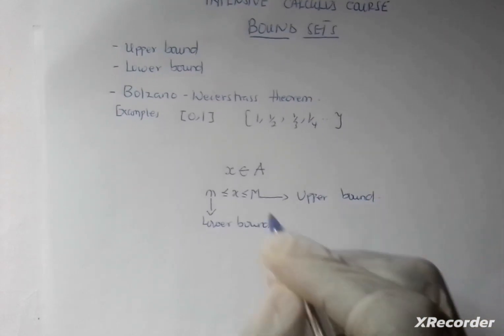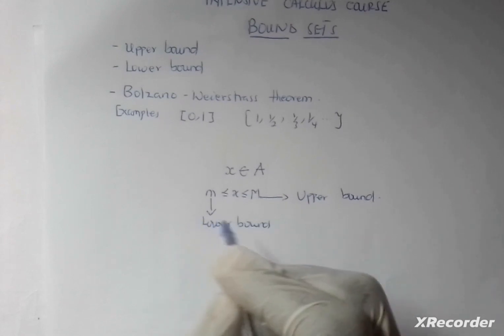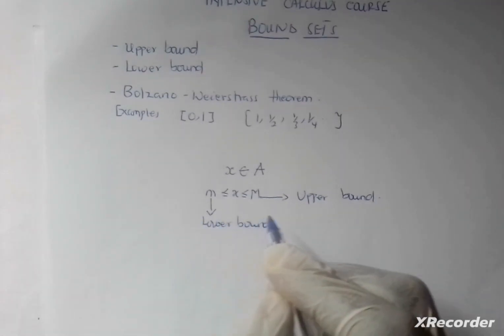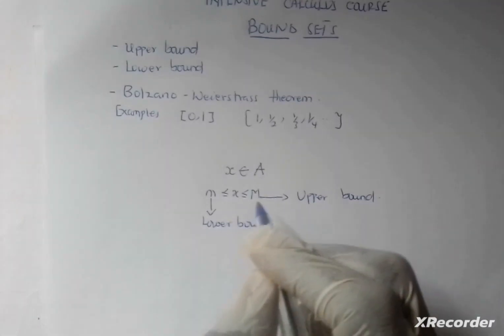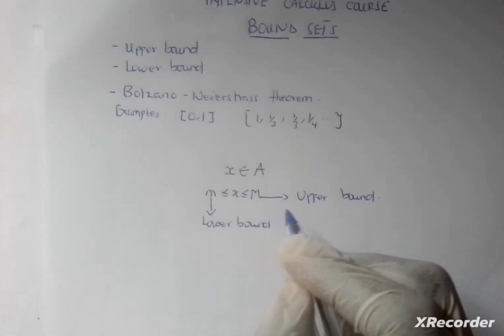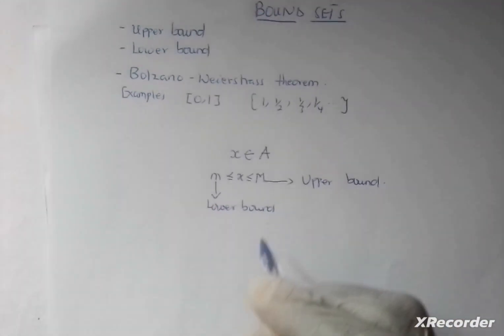All that this means is, in that set, there is a particular number m so that no number will go beyond on the left side, and there is a particular number, capital M, so that no number will go beyond on the upper side. That is upper bound and lower bound.